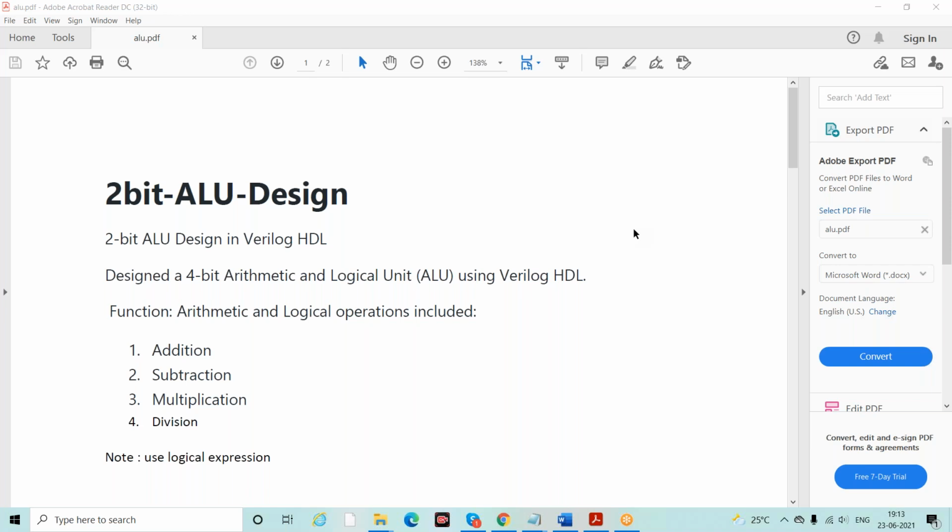Why are we going to use this? For computing purposes like addition, subtraction, multiplication, division, and logical operations like AND, OR, NOT, XOR, XNOR, anything we can use. We are going to use it in this session.